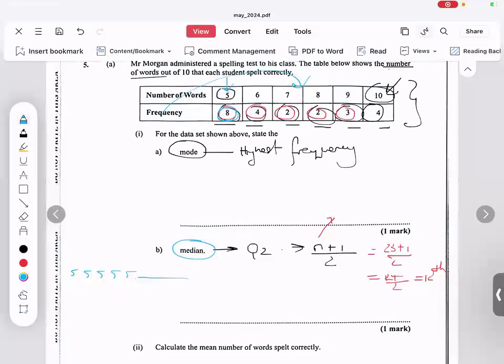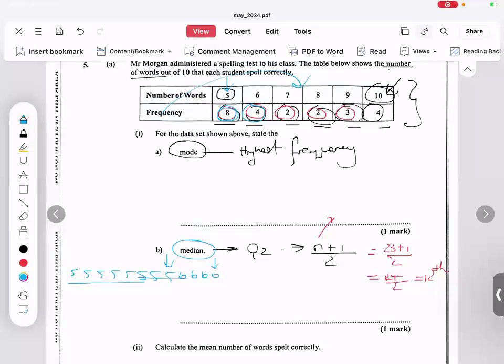So if I'm going to lay out these numbers in ascending order, I would have to lay out 8 5s. So the last 5, let me just write it down here. 5, 1, 2, 3, 4, 5, 6, 7, 8. This would be the 8th position. Then now I have to lay out 4 6s. 6, 6, 6, 6.